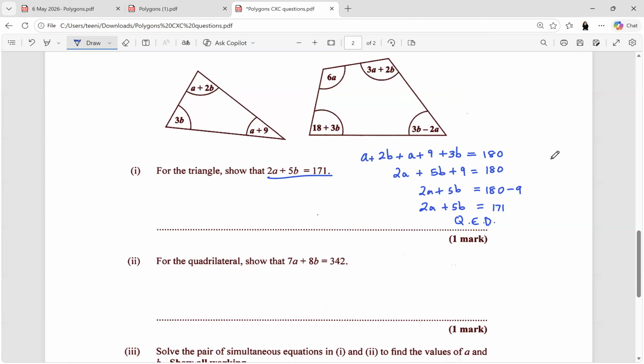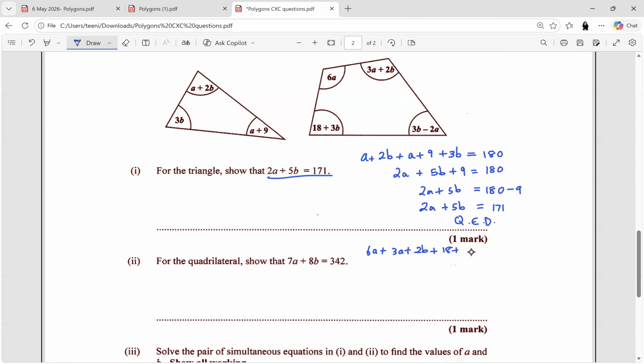360. 360 is correct. So Faith, tell me what I would write. What would be my whole equation then for the quadrilateral? 6A plus 3A plus 2B plus 18 plus 3B minus 2A is equal to 360.